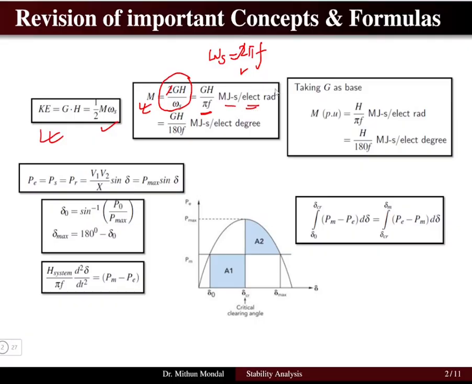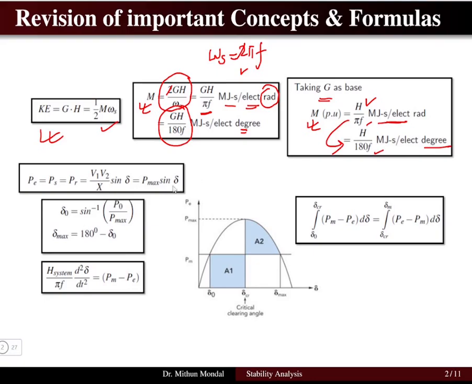Now, in order to convert this mechanical degree, which is in radian, if we convert into degree, we get a value GH by 180 into F. Now, if we take the G as the base of the system, which is the MVA rating of the machine, then the value of M, that is the acceleration that we get, is H by pi F. This unit is megajoule second by electrical radian. Now, this value we can get in terms of degree as H by 180 F megajoule second per electrical degree.